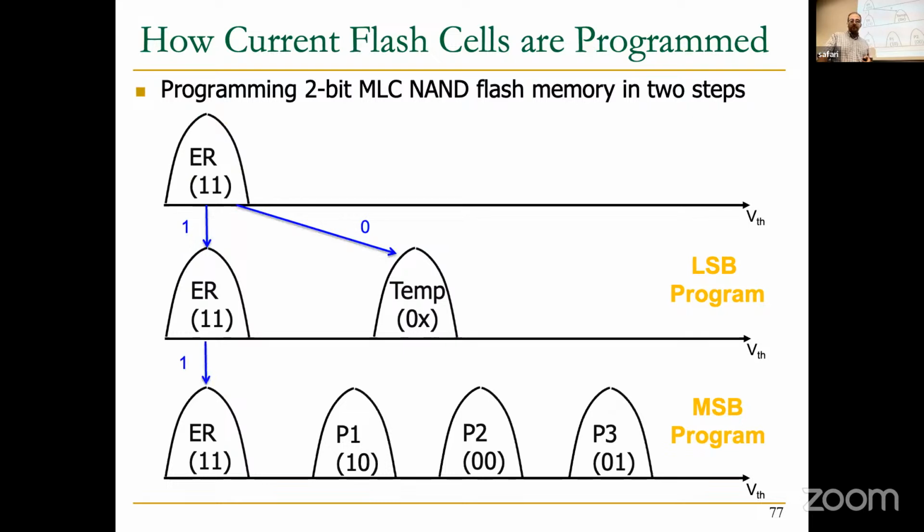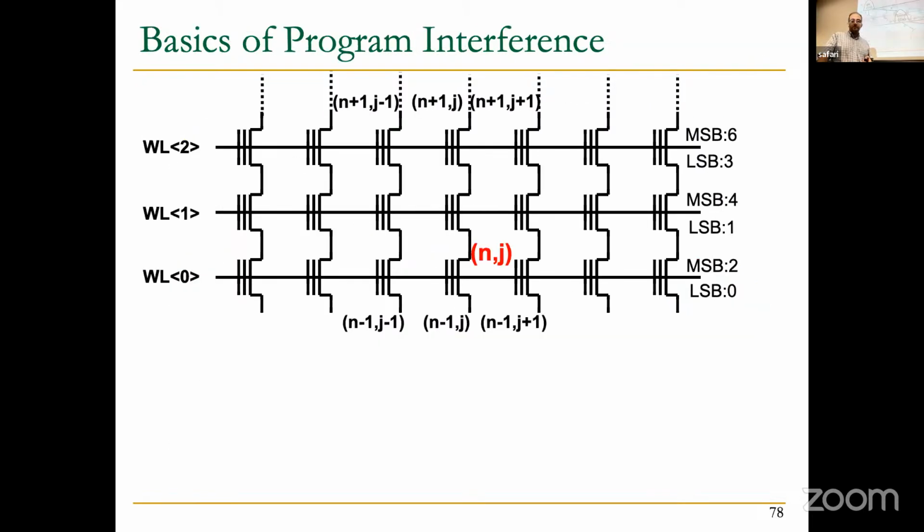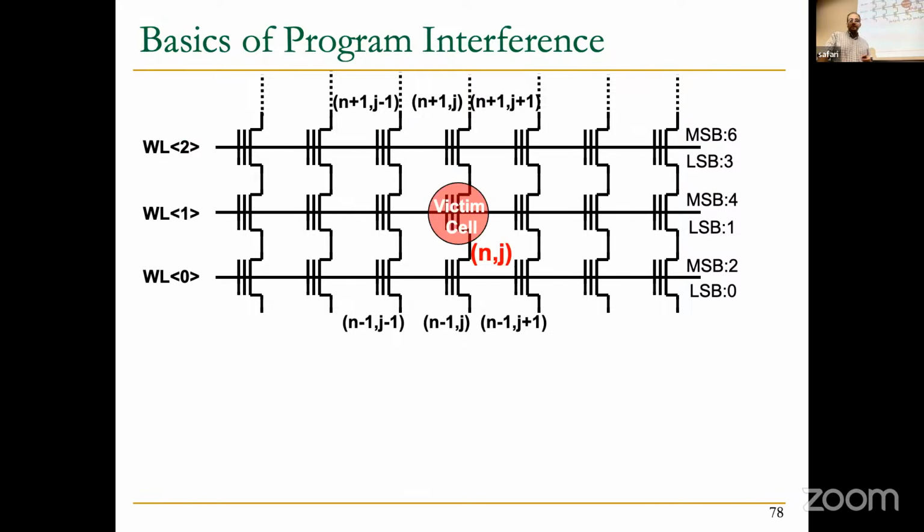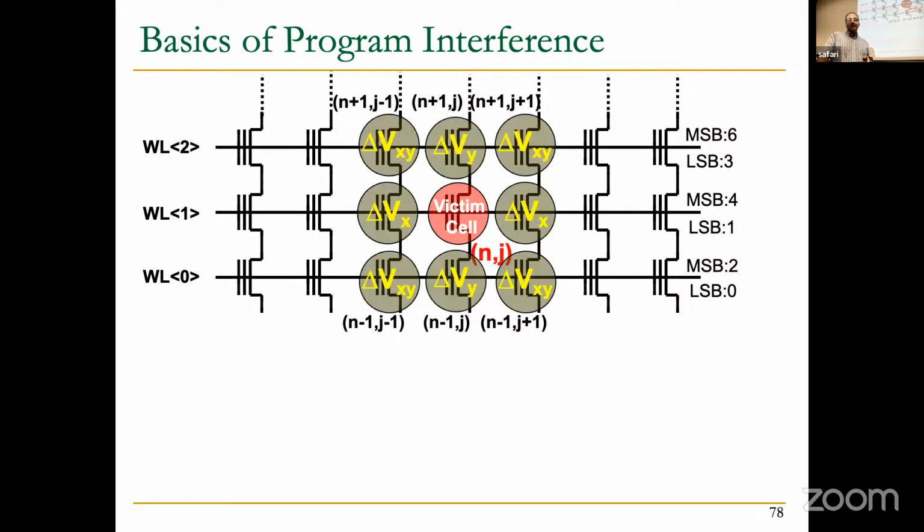So, we already covered the two-step programming. We have this victim cell, like the victim row in RowHammer, and there are several neighboring cells inside that page, and also in other pages, right, that can essentially affect the threshold voltage of that cell.